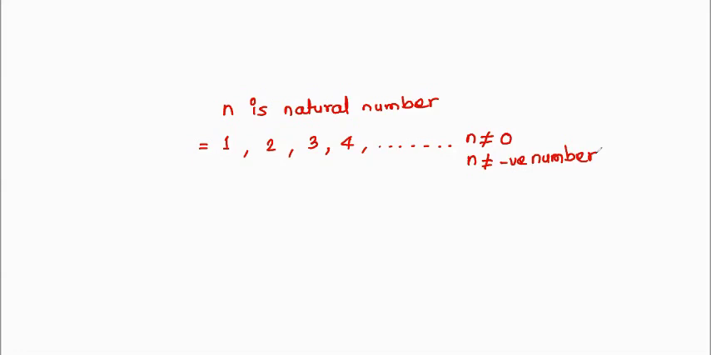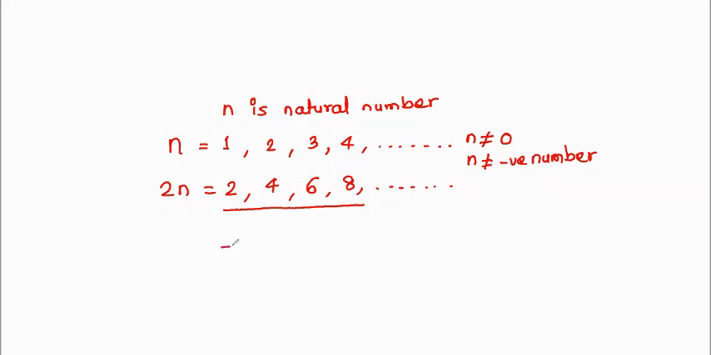Now if n is equal to 1, what is 2n equal to? If n is equal to 1, 2n is equal to 2. If n is equal to 2, 2n is equal to 4. If n is equal to 3, 2n is equal to 6. If n is equal to 4, 2n is equal to 8, and so on. If you observe here, 2n is always an even number.